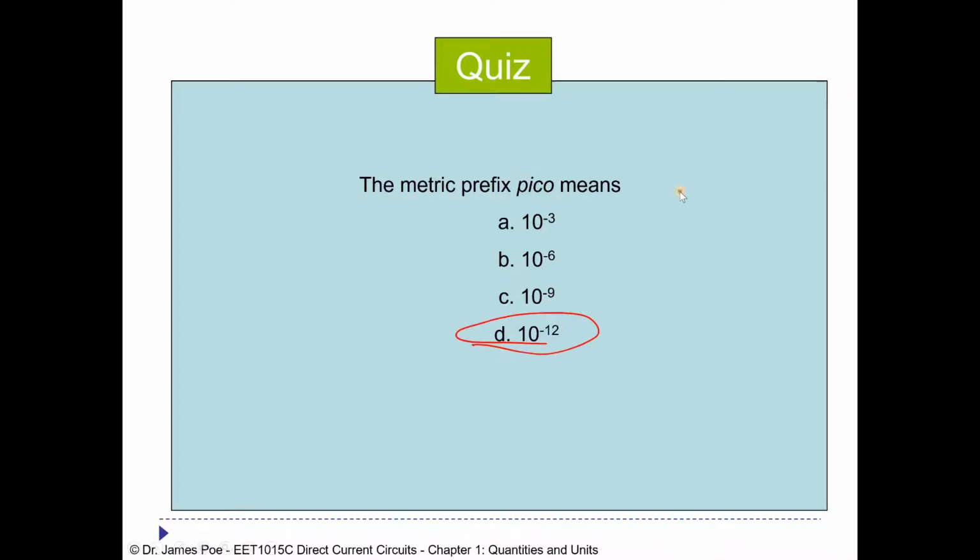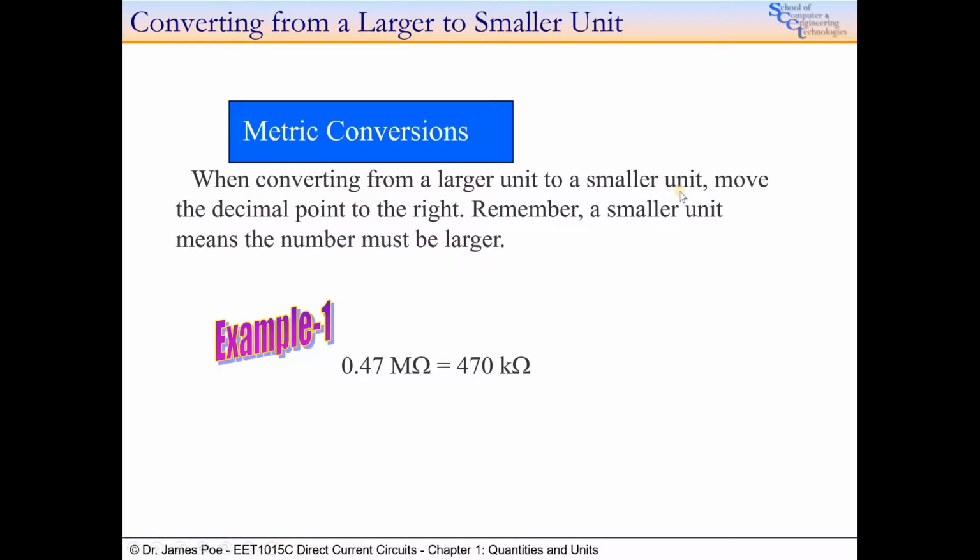10 to the negative 12. Metric conversions. Sometimes we need to go from one to the other. Like I said, if we were using our calculator, we could just ignore this and move on. But let's say you didn't have a calculator. Basically, we just need to know what this is.